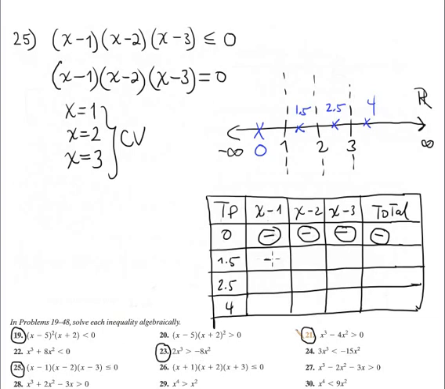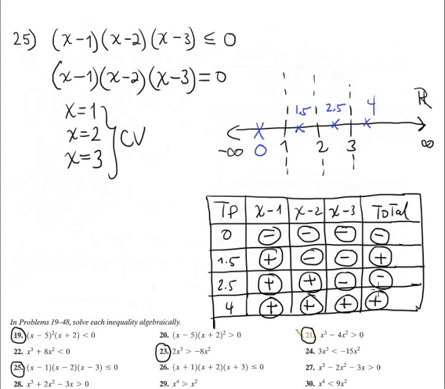At 1.5, this factor is positive, this is negative, this is negative. Two negatives is positive. At 2.5, this is positive, this is positive, this is negative. So we have a negative answer. At 4, positive, positive, positive. Therefore, it's positive.